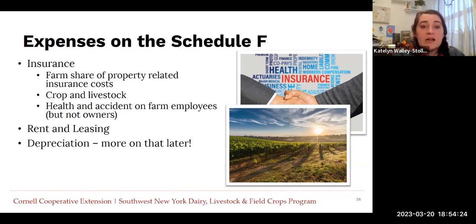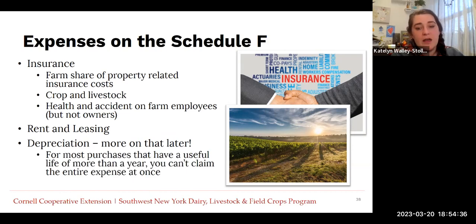You can claim rent payments on land that you might be renting, and then we can do something called depreciation for larger expenses, which we'll talk a little bit more about later. These are for purchases that have a useful life of more than 1 year.